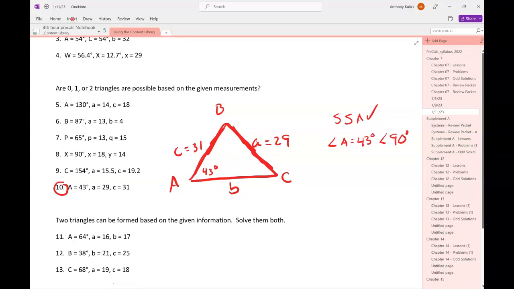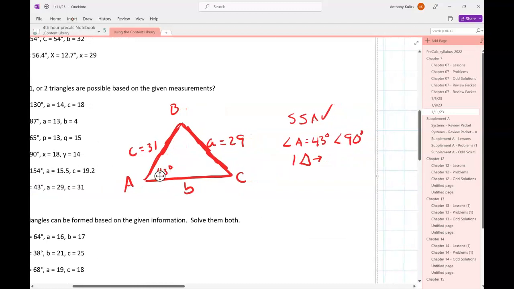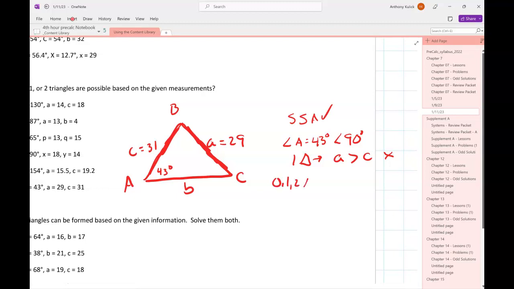When the given angle is acute, one of two things can happen. I have one triangle if the side opposite my given angle, which in this case is A, is the bigger of the two given sides. That's not what we have though, because 29 isn't bigger than 31. And then we have 0, 1, or 2 triangles if side A is less than side C. So to figure out which one I have, what I'm going to do is set up the law of sines.